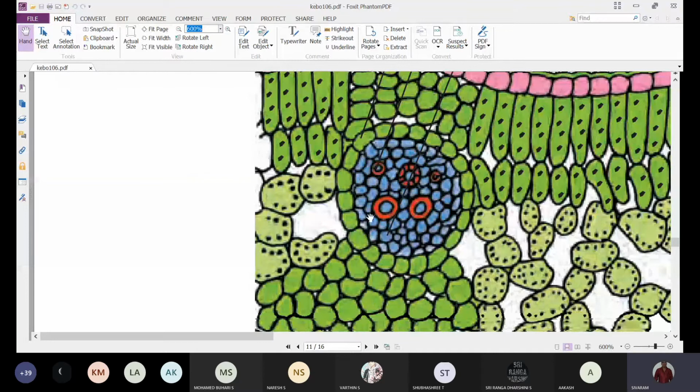Okay, we can observe here the vascular bundle. That means here we are observing the vascular bundle, which is showing the vein, either vein or midrib. And next, when you observe here, we can observe the xylem and phloem: xylem towards the lower side or inner side, and phloem towards the outer side.